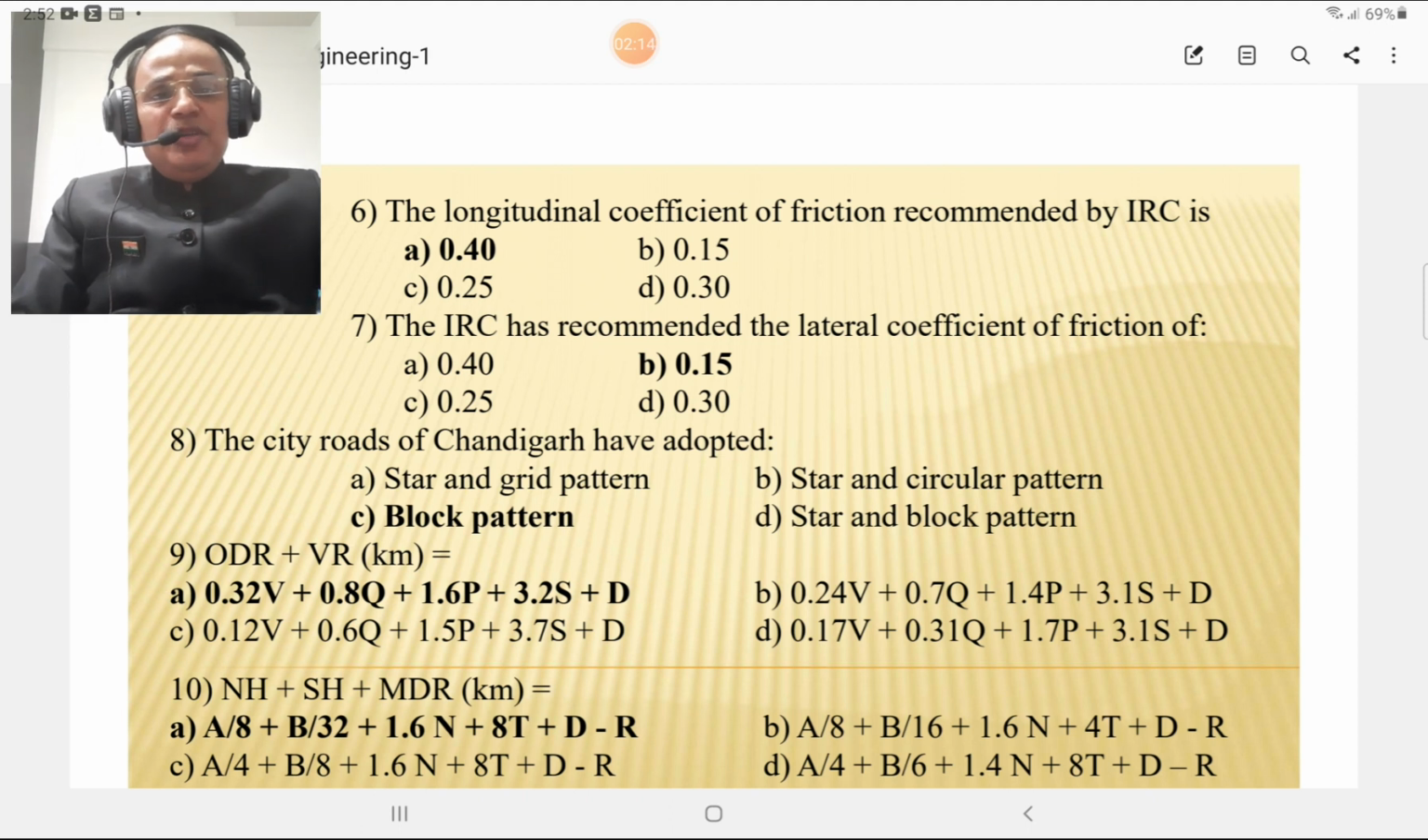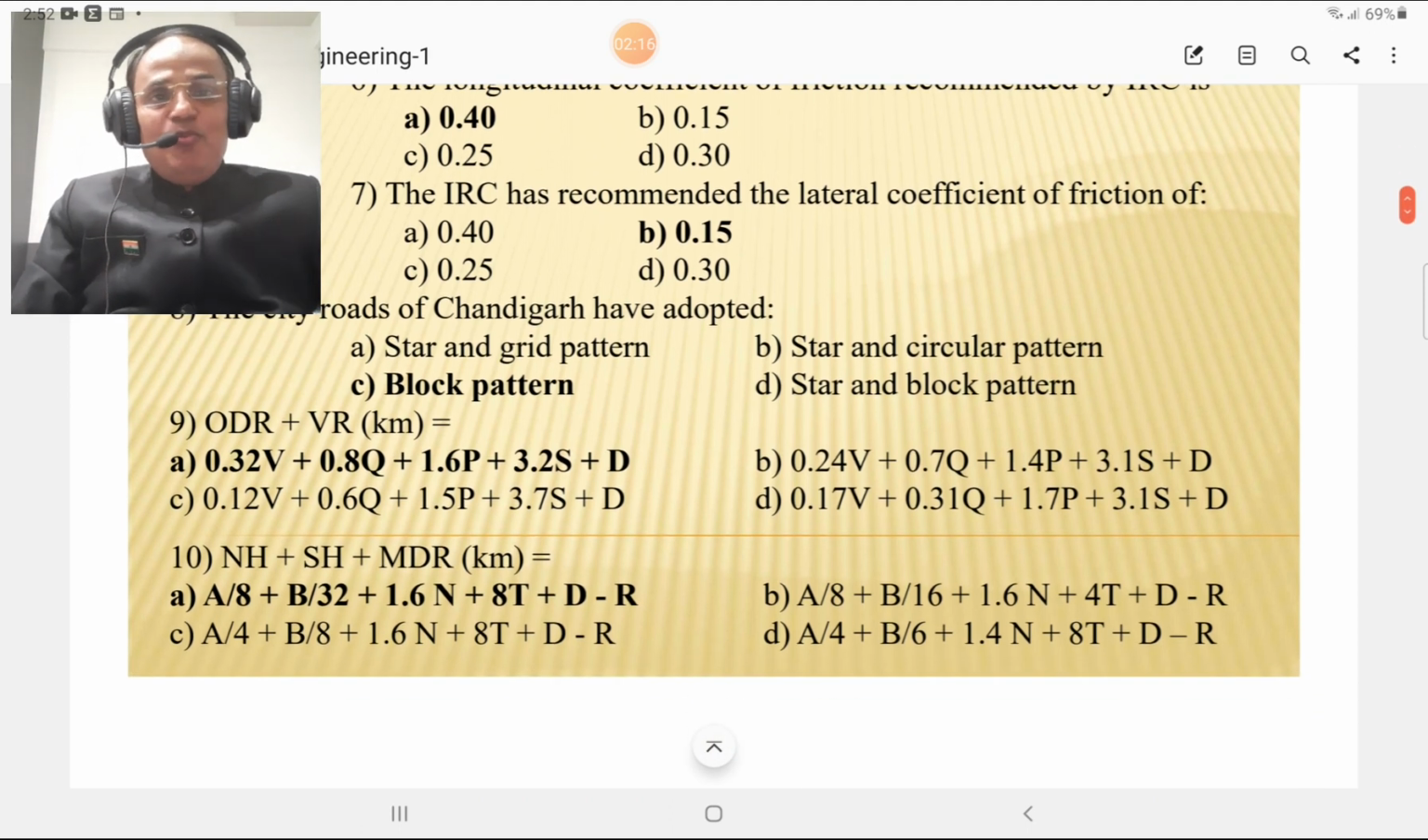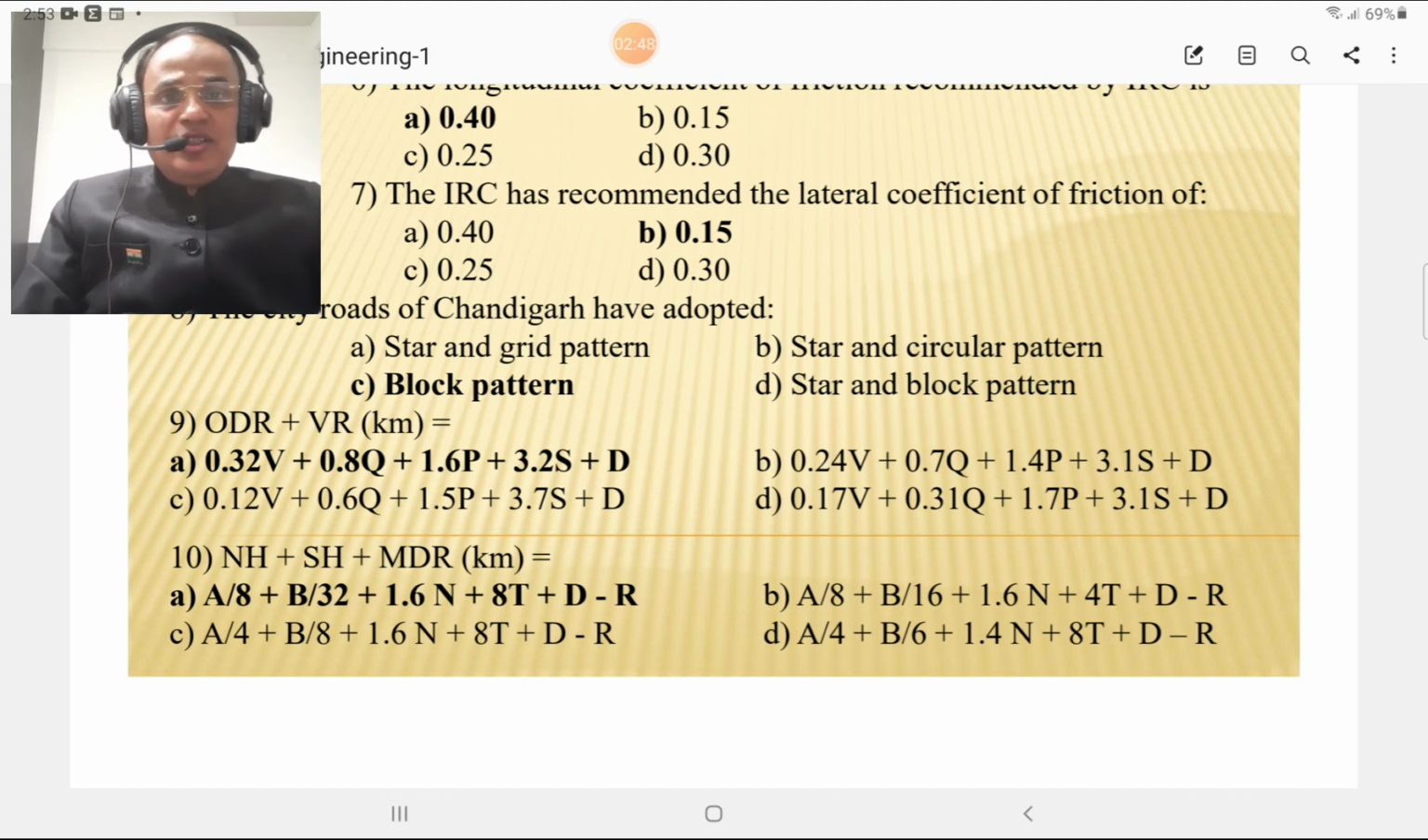Then the ODR plus VR formula is 0.32V plus 0.8Q plus 1.6P plus 1 plus 3.2S plus D, where D is development length. So you must remember all these empirical formulas for these MCQs. And for NH plus SH plus MDR in kilometer, it is A by 8 plus B by 32 plus 1.6N plus 8T plus D minus R. So you must know what is A, what is B, what is N, what is T, what is D, what is R. I already explained in my previous lectures.